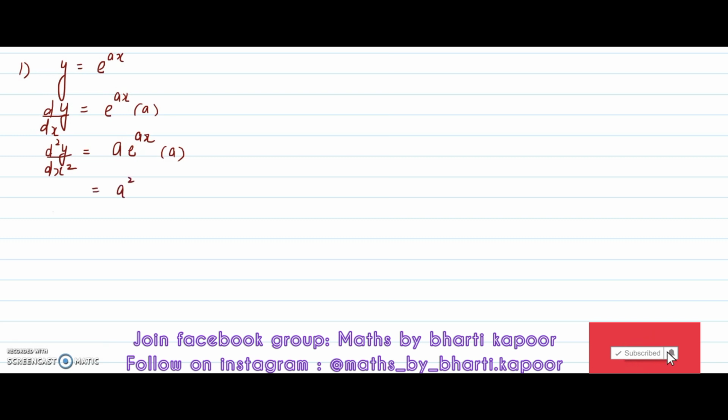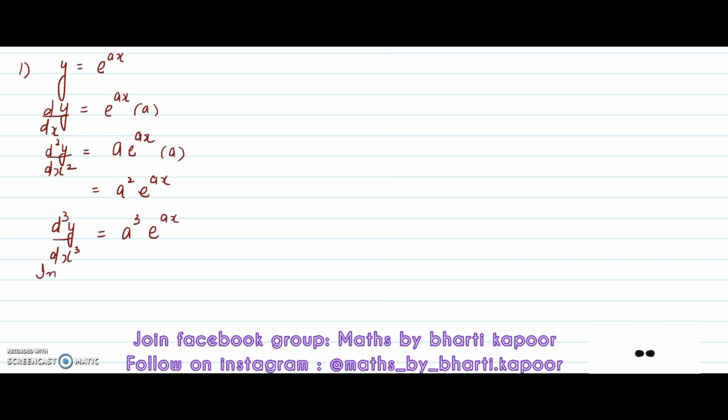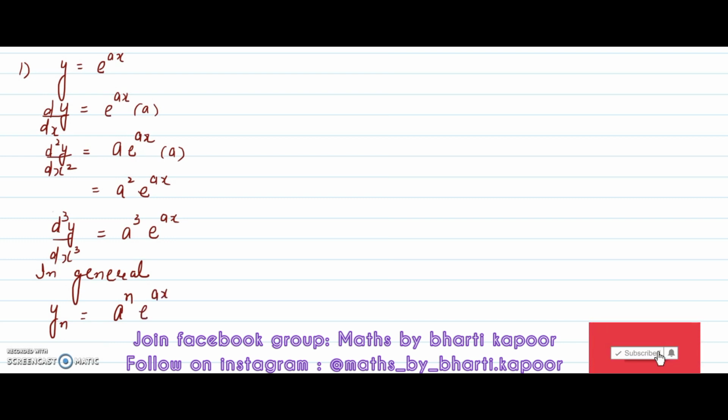Similarly, I can write it as a square e raised to power ax. Similarly, third order derivative will be equal to a raised to power 3 e raised to power ax. If I have to generalize, we get nth order derivative, and if you see the pattern, in first order derivative power of a is 1, in second order derivative power of a is 2, third order derivative power of a is 3, and in nth order derivative power of a will be n and e raised to power ax, of course. So this is a general result.